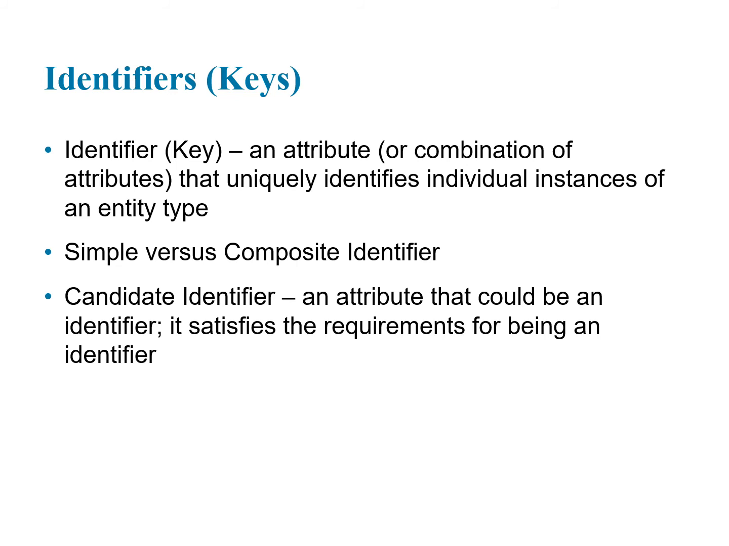Identifier: an attribute or combination of attributes that uniquely identifies individual instances of an entity type. Simple versus composite identifier. Candidate identifier: an attribute that could be an identifier. It satisfies the requirement for being an identifier.